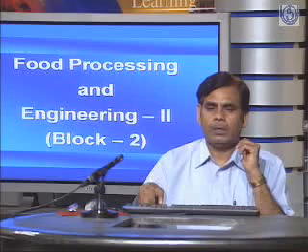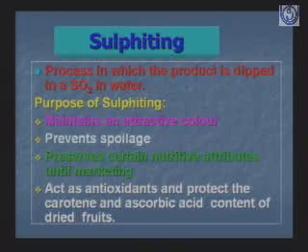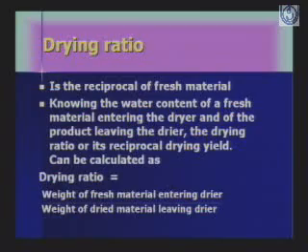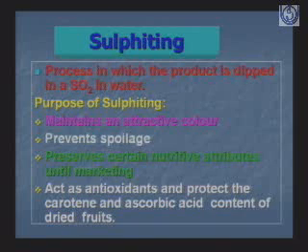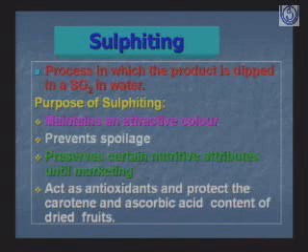Then coming to sulfitation, this is the process. Sulfur dioxide, SO2, is dissolved by adding the chemical into water. The purpose of sulfiting is to maintain and protect the colors, prevent spoilage, and preserve certain nutritive attributes until marketing. It also acts as an antioxidant to protect the carotenoids and ascorbic acid contained in the dried foods.